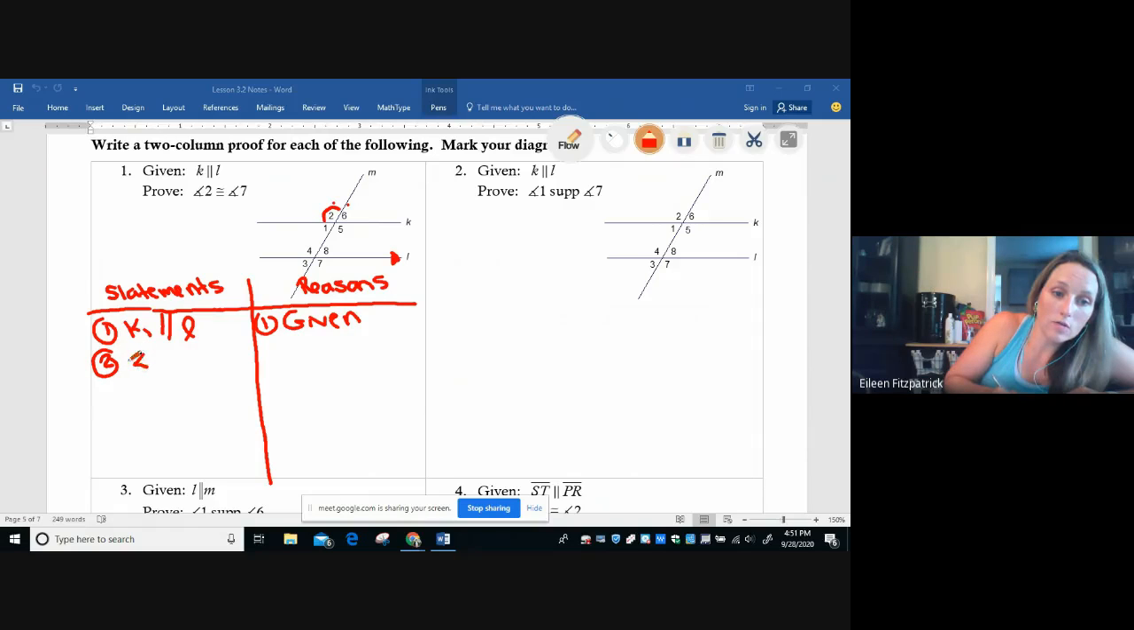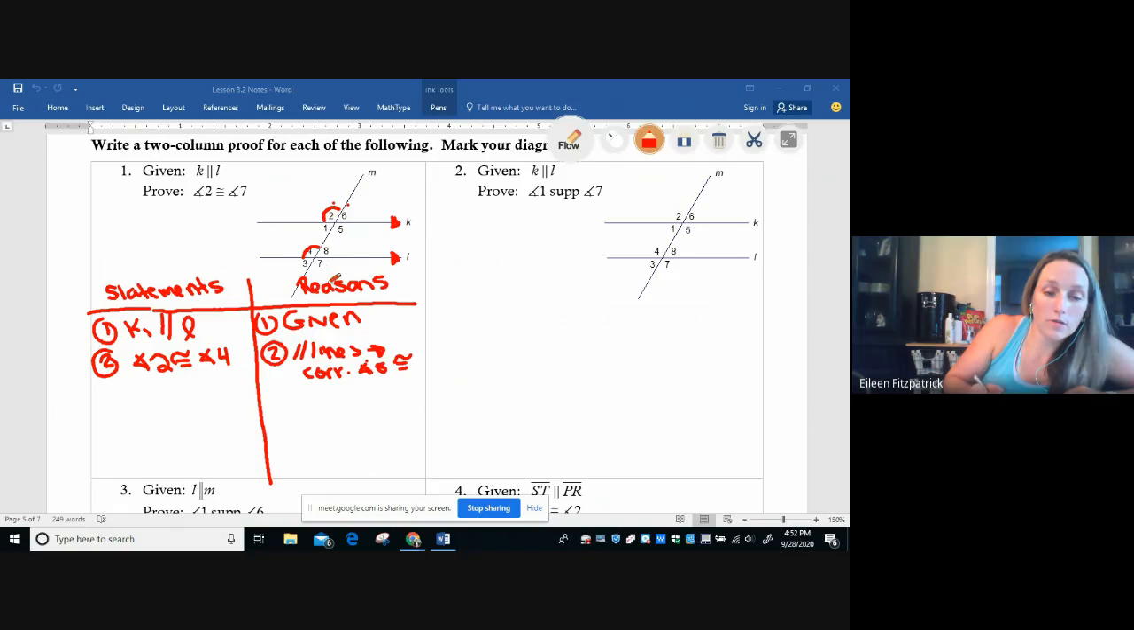So you're going to say that angle 2 is congruent to angle 4. And your justification is: parallel lines implies corresponding angles congruent. I erased my arrow there. So that's what you write: parallel lines implies corresponding angles congruent. Now we've pulled angle 2 into the proof.